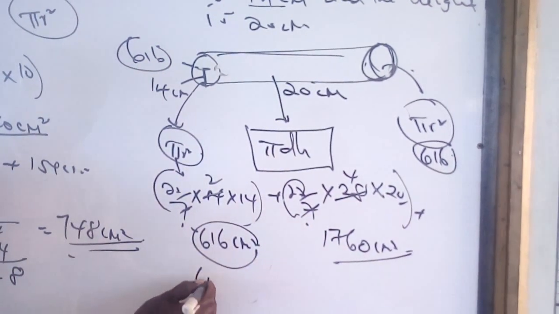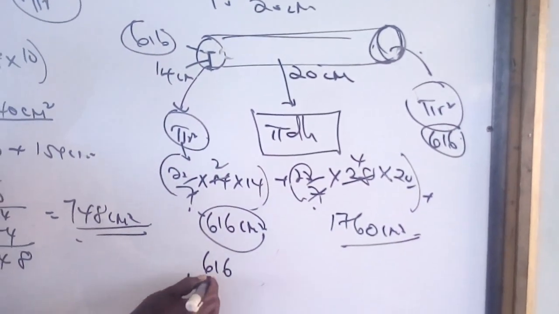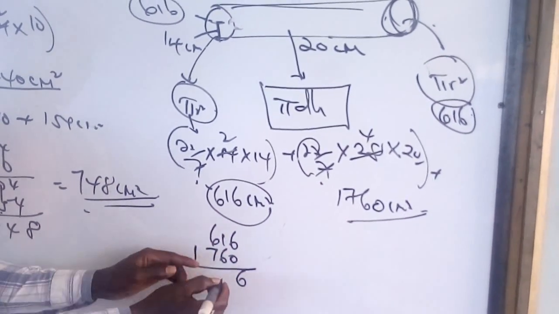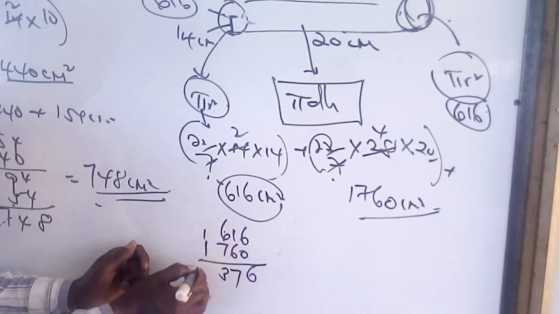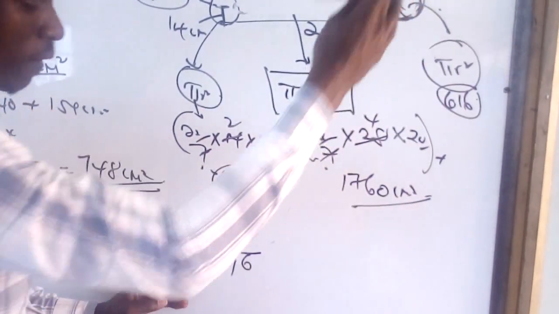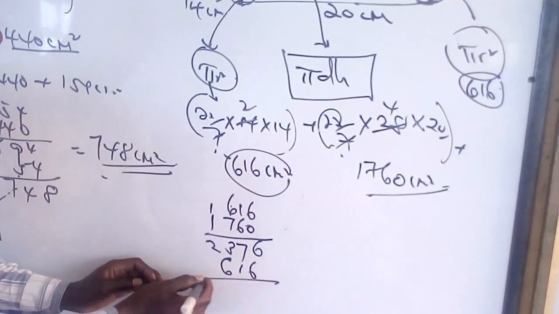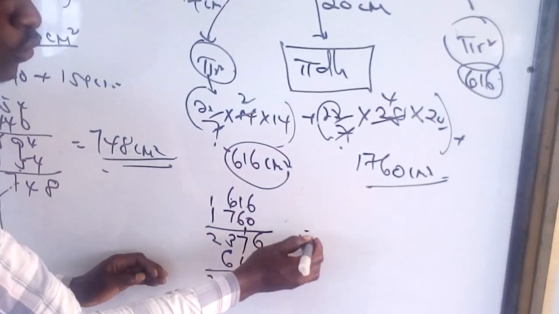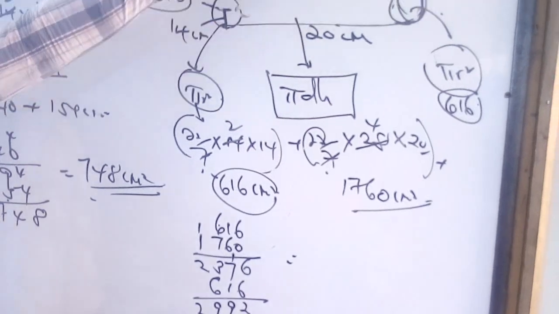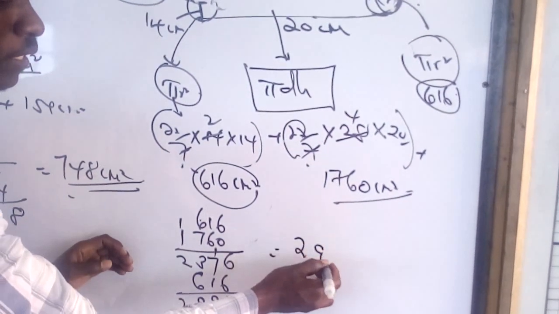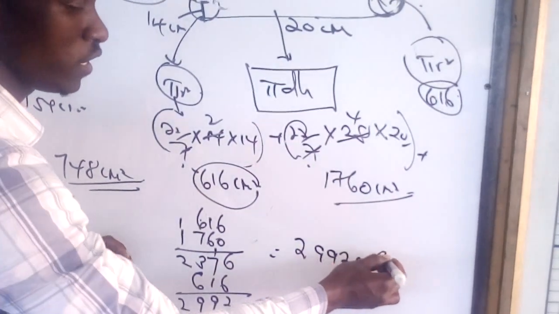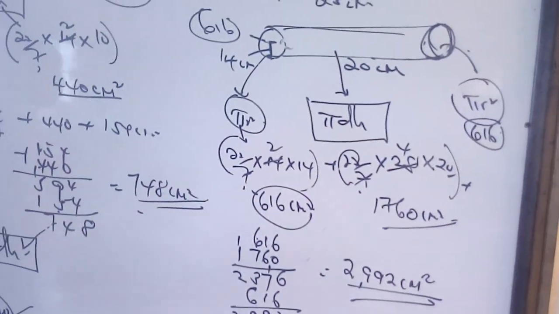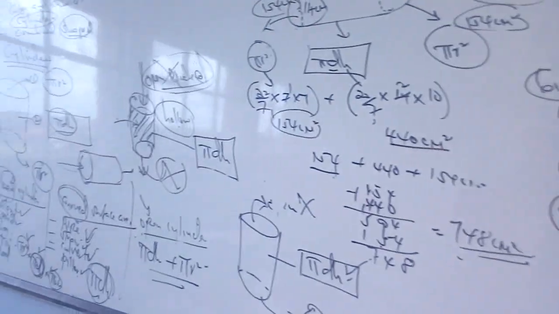616 plus 1760: we had these two, 6, here we get 7, 13, carry 1, 2. Plus the other one, 616. This is giving us 2, carry 1, 9, 9, 2. So the total surface area of the rod will be 2,992 centimeters squared, because it is surface area. Now we are going to take another example of the same.